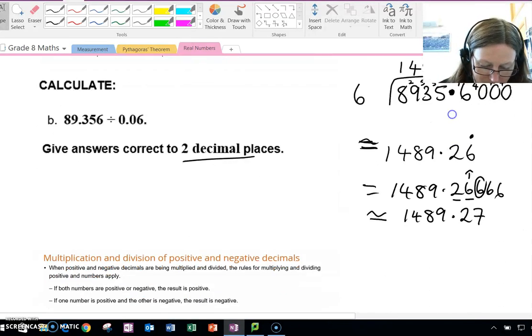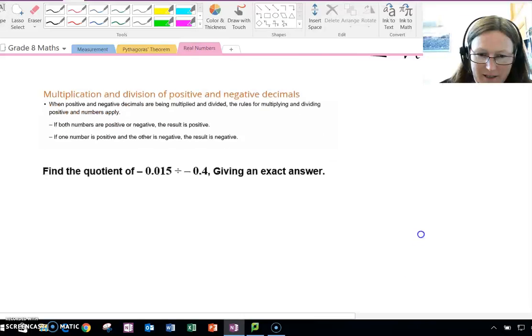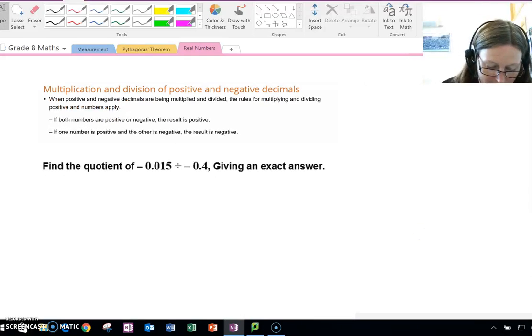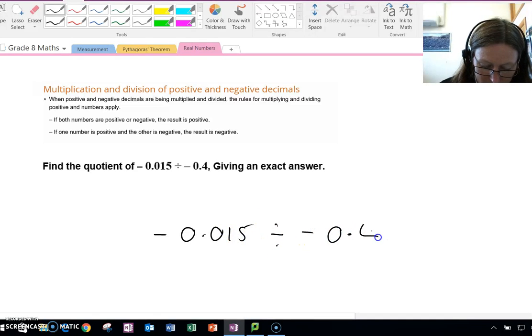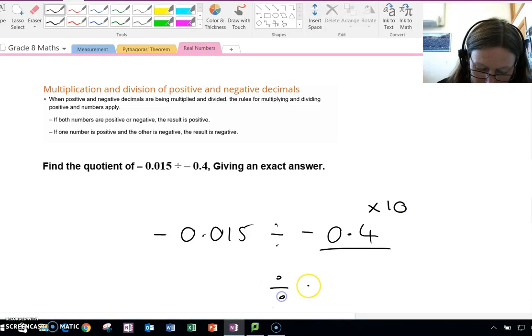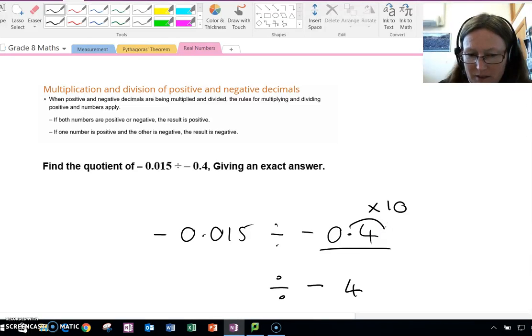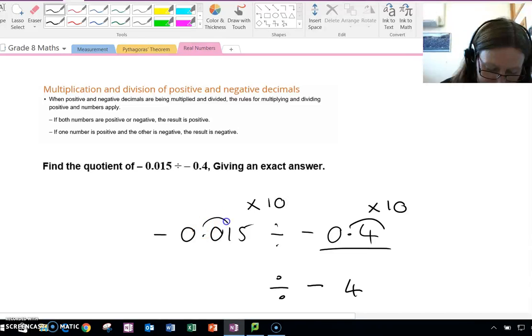So let's look at a second example. This also has a negative in it, which we'll talk about later. But we've got negative 0.015 divided by negative 0.4. This divisor is not a whole number. We can make it a whole number by timesing it by 10. That changes it to negative 4. The decimal point moves over 1 if we times it by 10. So we also need to times this by 10, which moves our decimal point over 1.